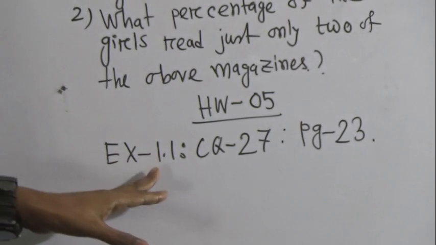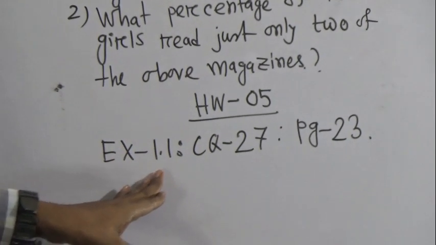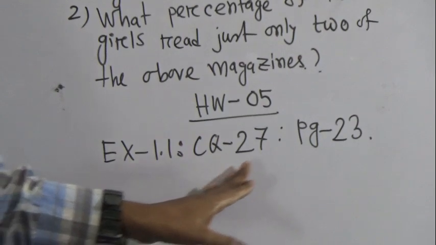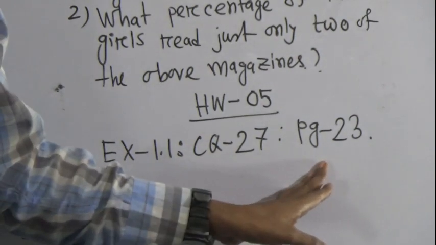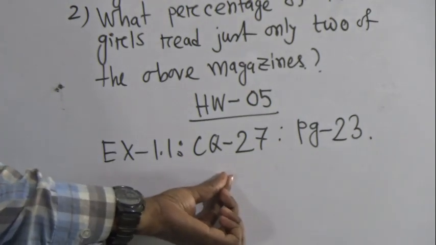Now I will talk with you about your HW. Look, your HW norm 5, exercise 1.1, creative question number 27, page number 23.